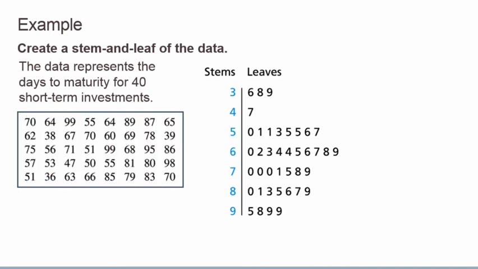So it's easy to tell that my 60s have the highest frequency and my 40s have the lowest frequency. Again, this has the benefit of a histogram where I can see the height of my frequency, and it also has the benefit of me being able to see all of my data points.